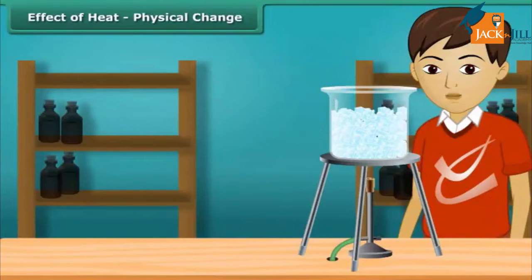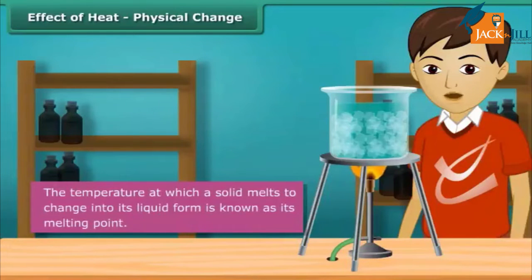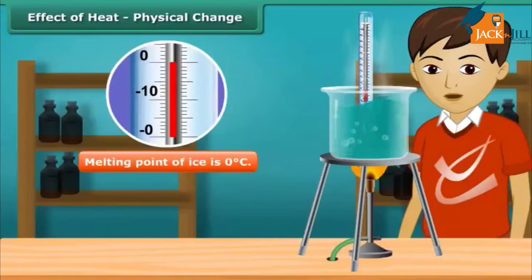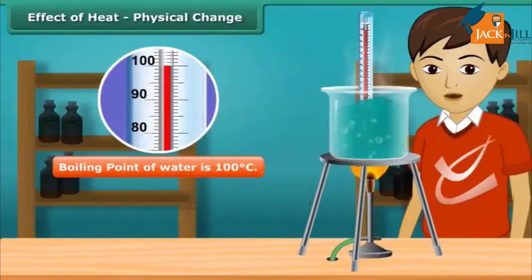On heating, a solid changes to liquid and a liquid changes to gas. Conversely, on cooling, gas loses heat to change into a liquid and a liquid loses heat to change into a solid. The temperature at which a solid melts to change into its liquid form is known as its melting point. Melting point of ice is 0 degrees Celsius. The temperature at which a liquid starts boiling and changing into its gas state is known as its boiling point. Boiling point of water is 100 degrees Celsius.